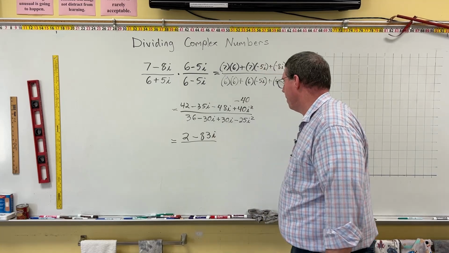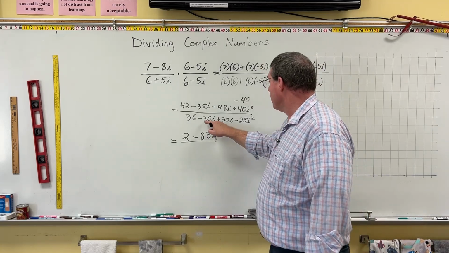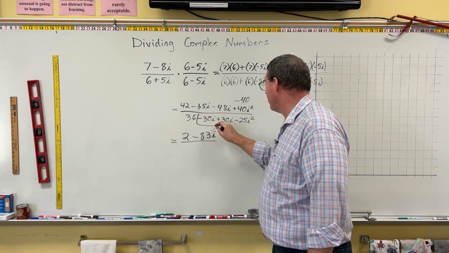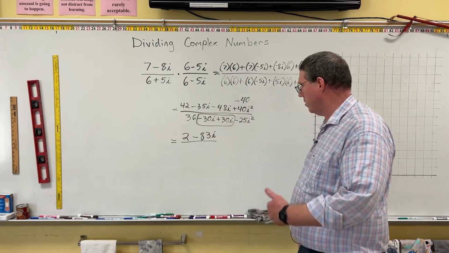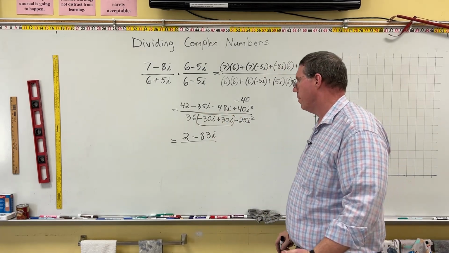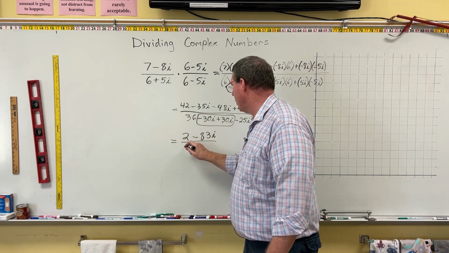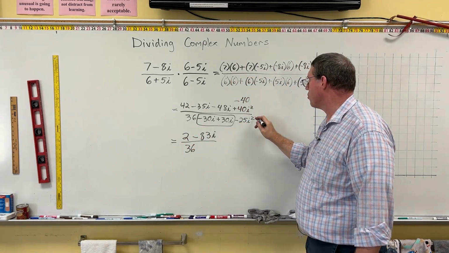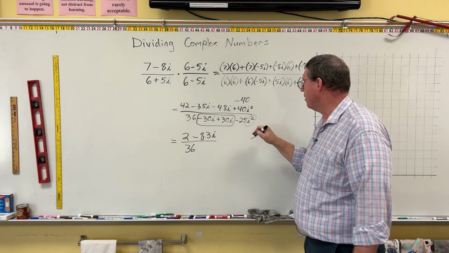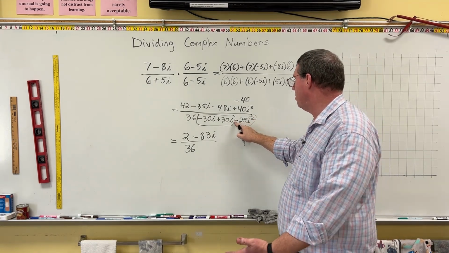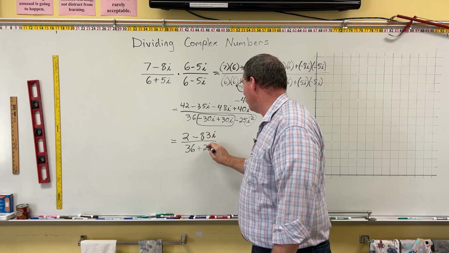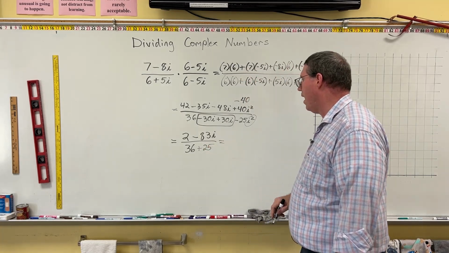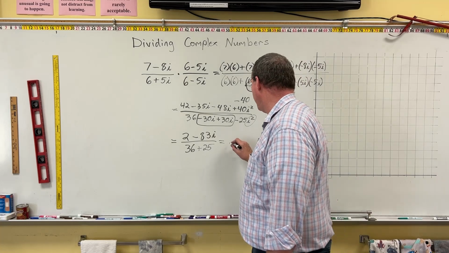We're done. Here, this minus 30i plus 30i is going to cancel out, because negative 30 plus 30 is 0. So we're going to have 36. And then here we have minus 25i squared. The i squared is going to be negative 1. That's going to change this minus to a plus. So it's going to become plus 25. And so 36 plus 25, that's 61.